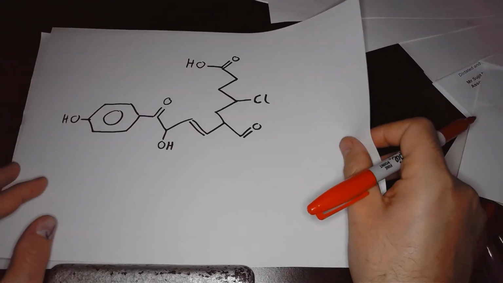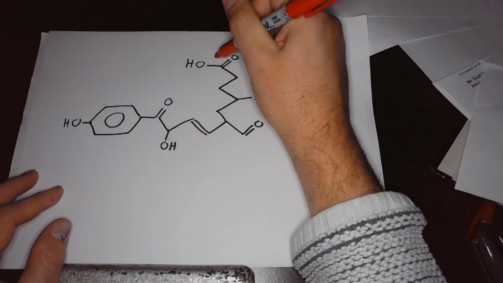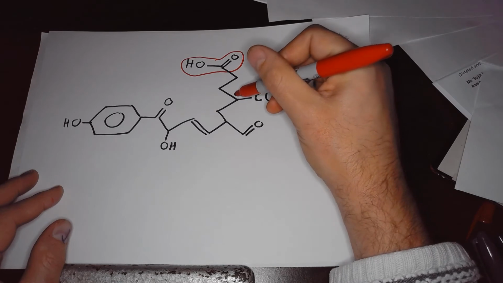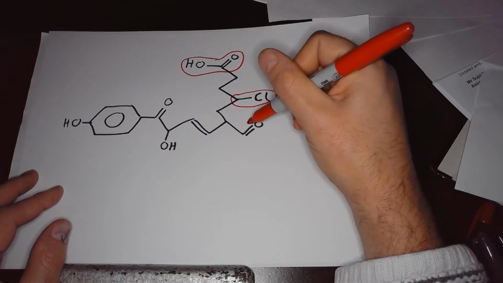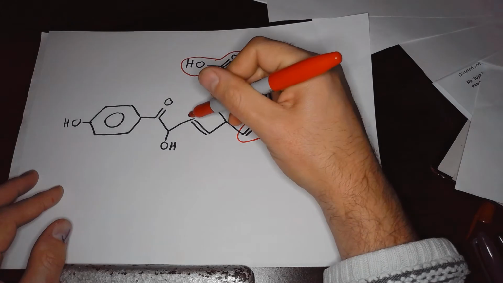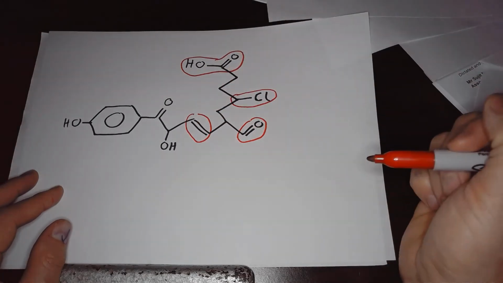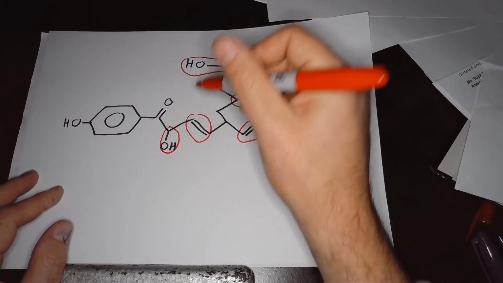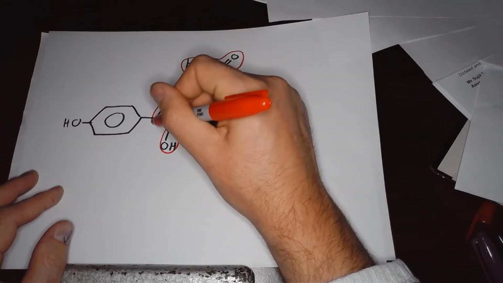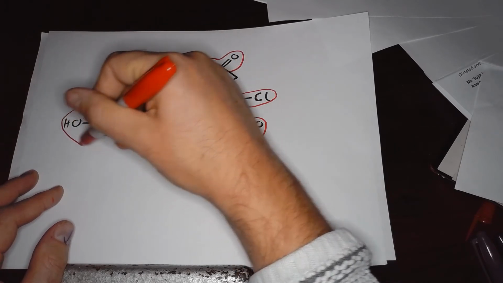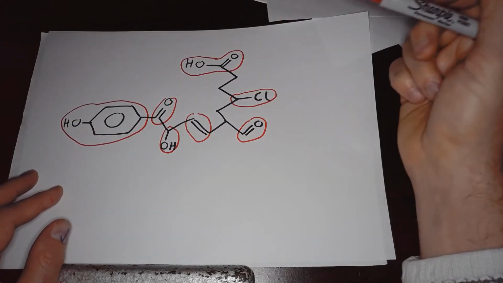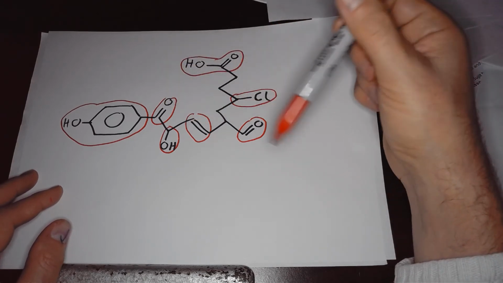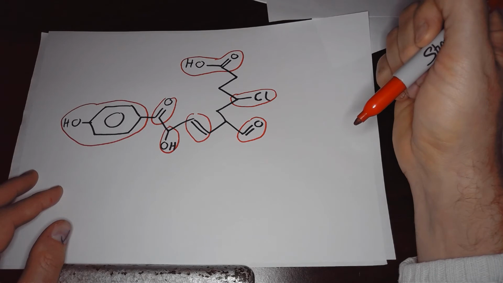So got all sorts going on here. Carboxylic acid, haloalkane, aldehyde, alkene, secondary alcohol, ketone, and a phenol. So although this is one molecule, each functional group can react independently of the other.